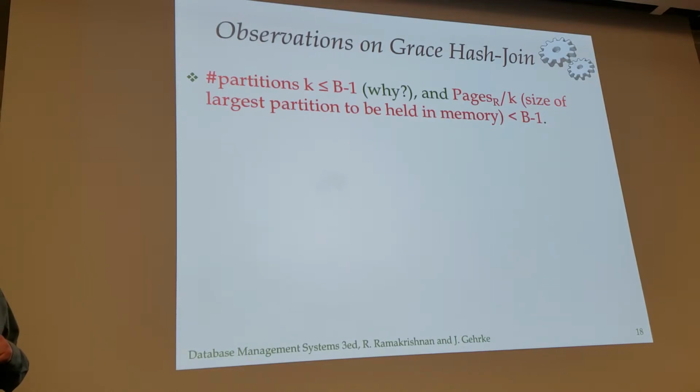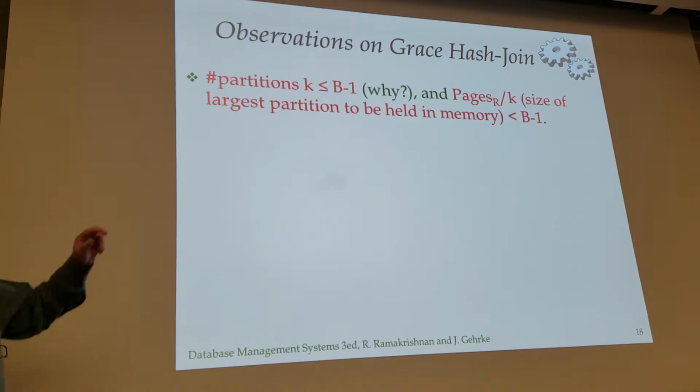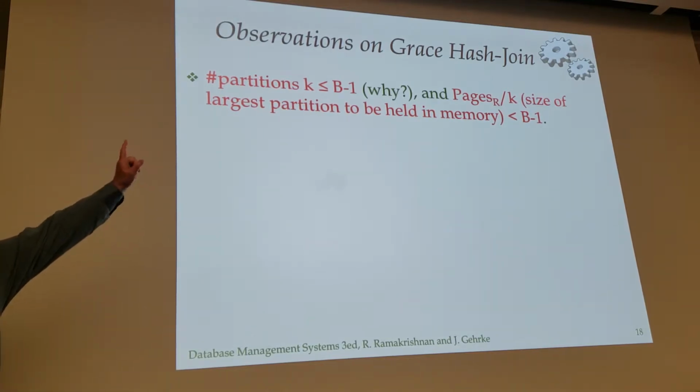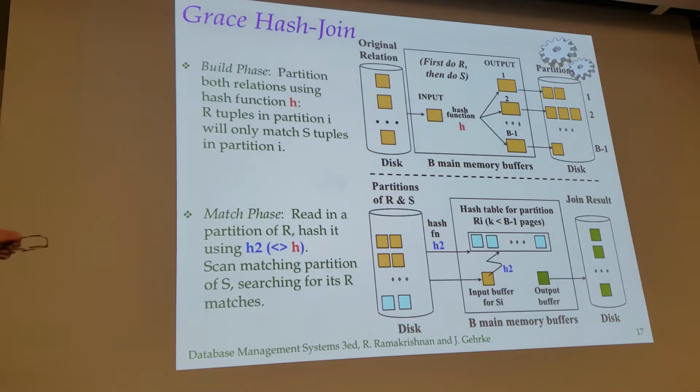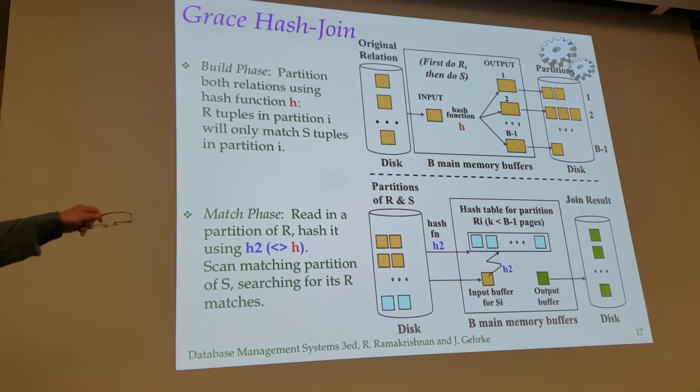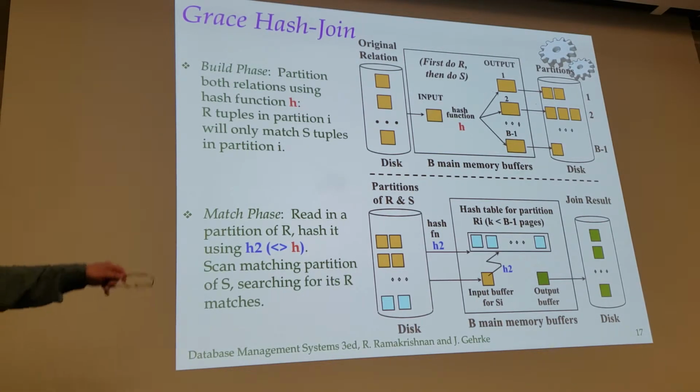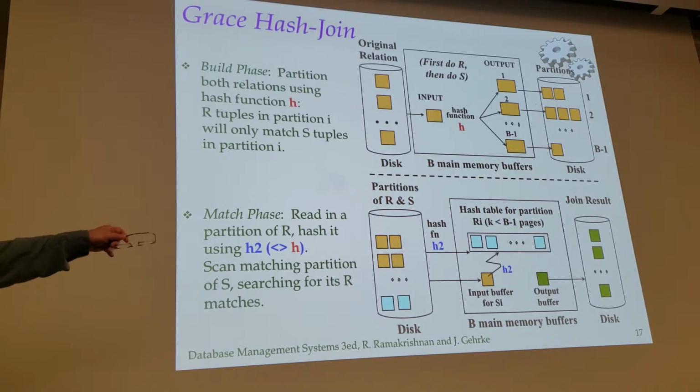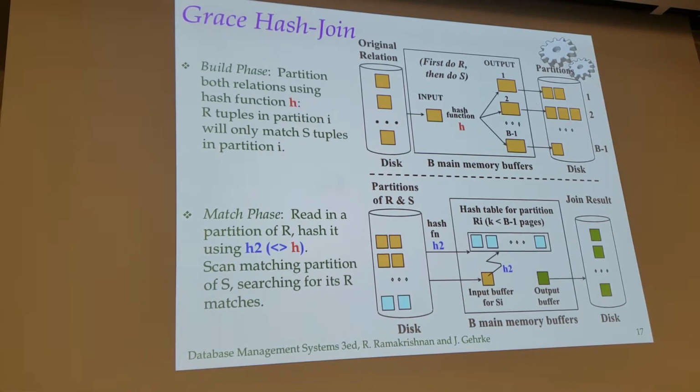So again, what I can do is I can fit things. The number of pages divided by the largest number of pages to be held in memory is less than B-1, so that I can go ahead and fit things inside memory, to be able to fit the R sub i inside memory.